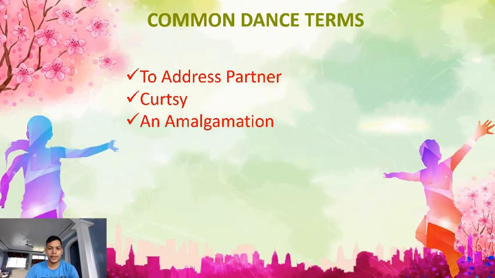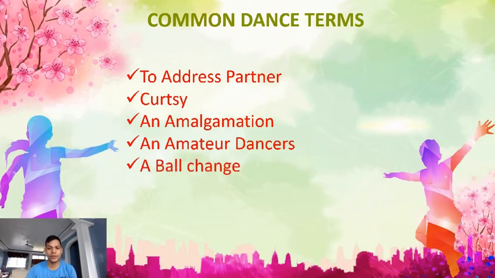Okay, next, an amalgamation is a combination of two or more patterns or movements. Next one, number four, an amateur dancer. It is a person who is dancing as a hobby and who does not seek financial gain from teaching or dancing. Amateur dancers. A ball change. It is a transfer of weight from the ball of one foot to the other foot.